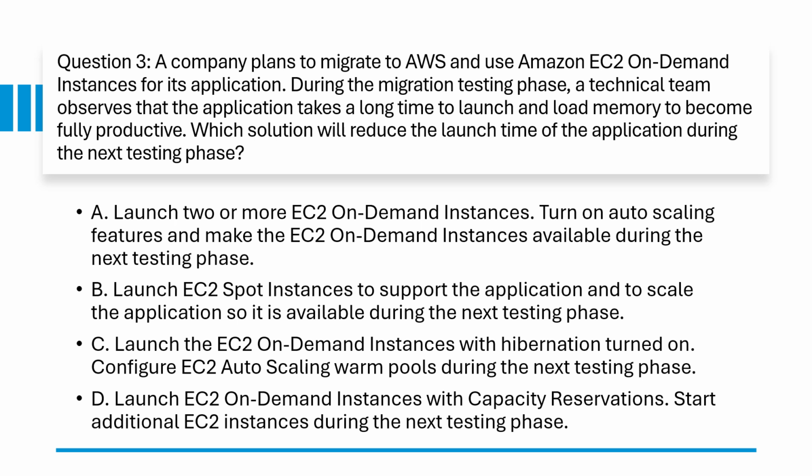A. Launch 2 or more EC2 on-demand instances. Turn on auto scaling features and make the EC2 on-demand instances available during the next testing phase. B. Launch EC2 spot instances to support the application and to scale the application so it is available during the next testing phase. C. Launch the EC2 on-demand instances with hibernation turned on. Configure EC2 Auto Scaling warm pools during the next testing phase. D. Launch EC2 on-demand instances with capacity reservations. Start additional EC2 instances during the next testing phase.